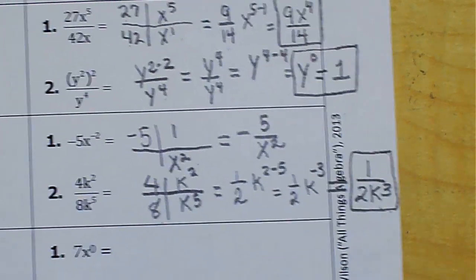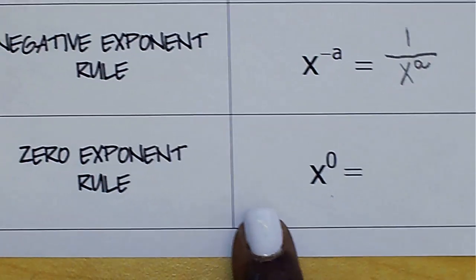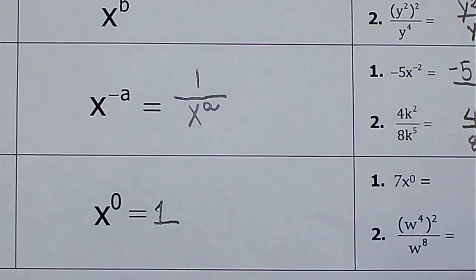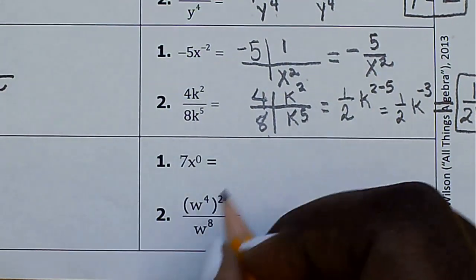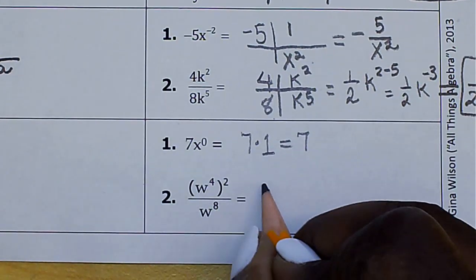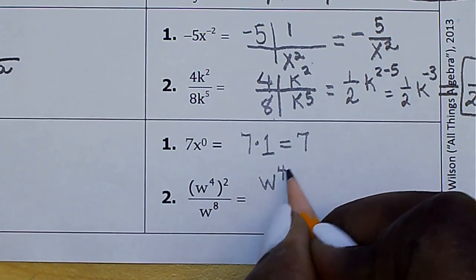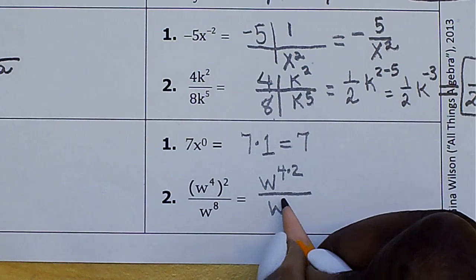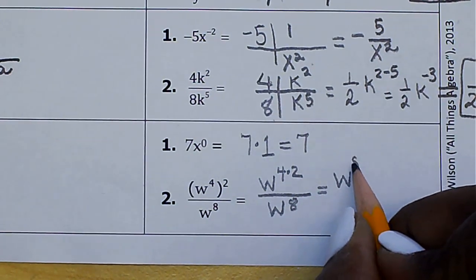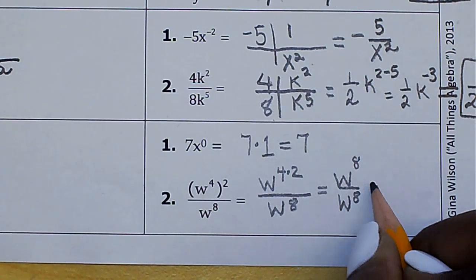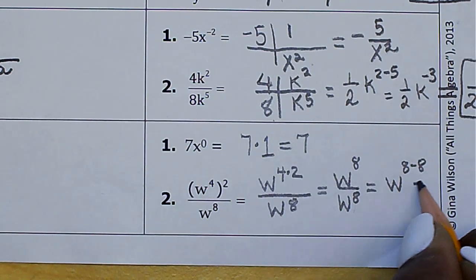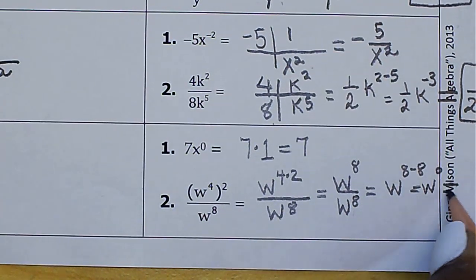Last but not least is the 0 rule. Anything to the 0 power is just 1. So this would be 7 times 1, which is just 7. This is power rule, so it's 4 times 2 over W8. This is going to be W to the 8th power. So there's W to the 8th over W to the 8th power. We have to subtract, so it's going to be W to the 8 minus 8, which is W to the 0, which is 1.